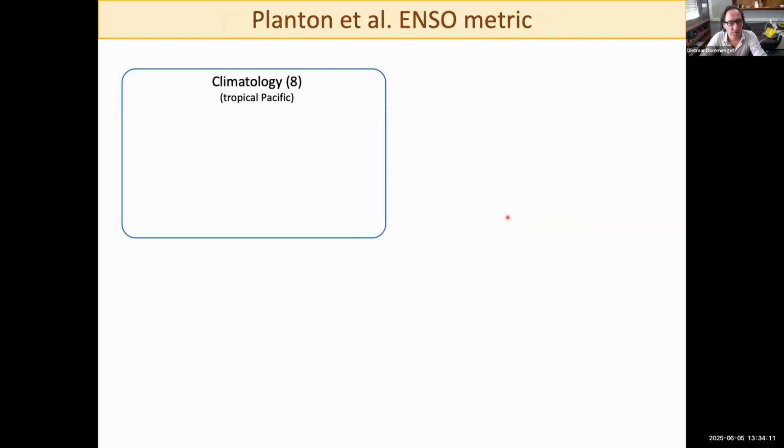Okay, so just an example, a list of what these metrics are. There are a bunch of them. Eight of them are about the climatology of the tropical Pacific. Most of them are about precipitation, both in the mean and in the seasonal cycle, and then there are zonal and meridional means. So these are four different precipitation values. And there are two for equatorial SST, and two for equatorial zonal wind stress.